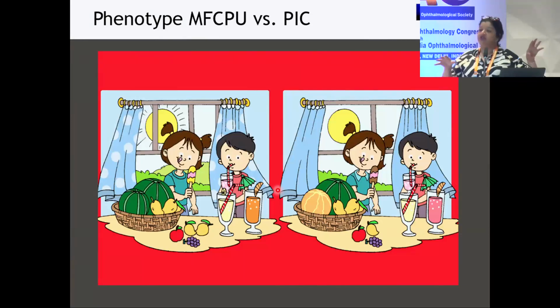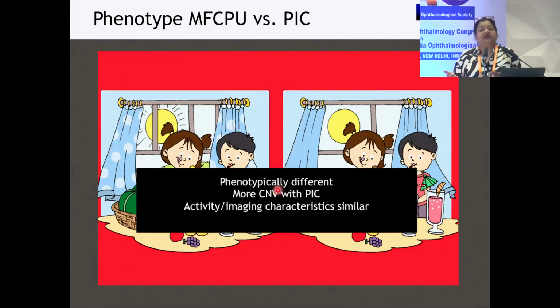So we tried to do that. Is there a difference in multifocal choroiditis and PIC? Is it just lesion size? Is it location? Is it behavior? What we found was that phenotypically they are different. As I said, big lesions, maybe small lesions, periphery, maybe more focal. But most importantly, when you're actually looking at how they behave when there is activity, it was exactly the same.